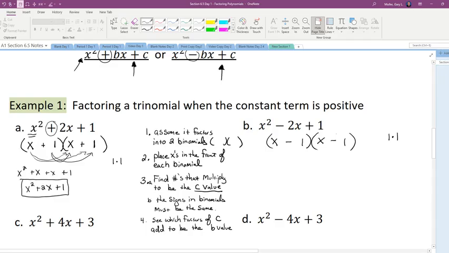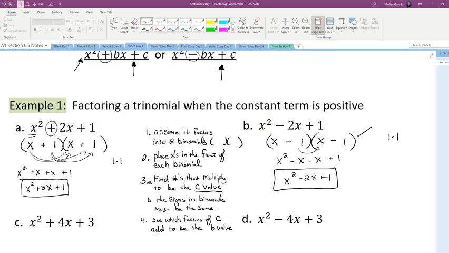And we're done. Let's check it. I get x squared. When I multiply the outside, I get negative 1x. When I multiply the inside, I get negative 1x. And a negative times a negative is a positive 1. X squared minus 2x plus 1. So it worked.